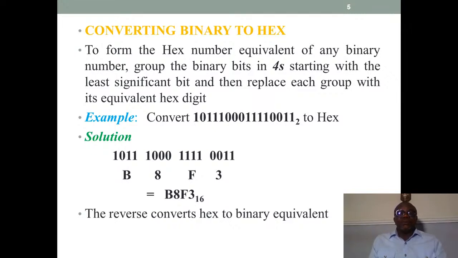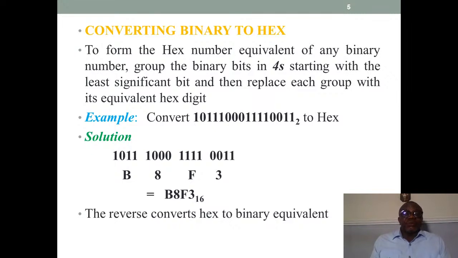So if we group these bits, you see that the first 4 bits will be 0011. The next 4 bits will be 1111. The next 4 bits will be 1000. And the next 4 bits will be 1011. Now, 0011 is equivalent to decimal 3. 1111 is equivalent to decimal 15, but we won't write 15, we use F to represent it.